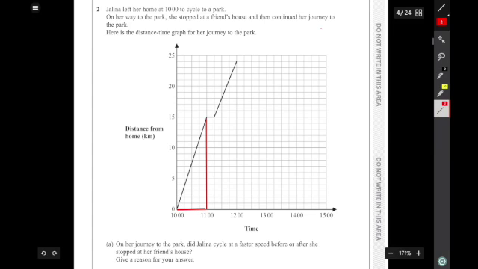So I'm working out here, but I've drawn the red lines. You can see I'm trying to work out how fast she's going, and I can see that she's travelled 15 kilometers in the first hour, which means she's going at 15 kilometers per hour.